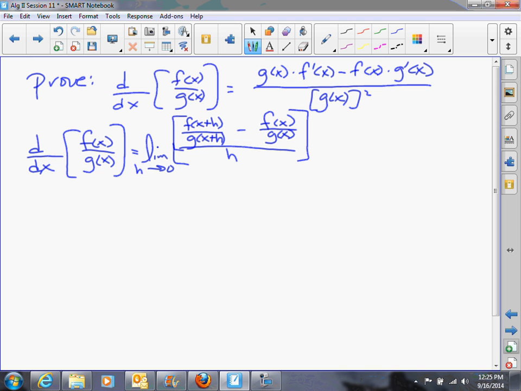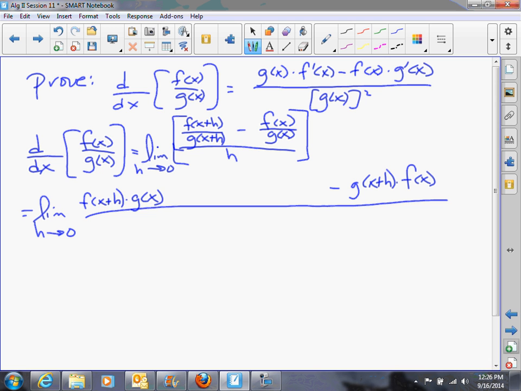Now, algebra ensues. So this is equal to the limit as h approaches 0 of f of x plus h times g of x minus g of x plus h times f of x, all over h times g of x plus h times g of x.